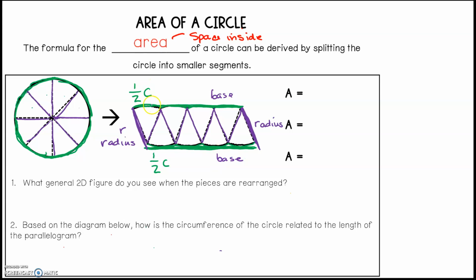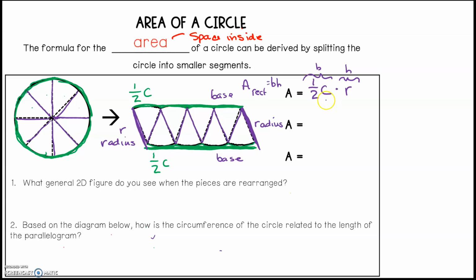Okay. And so as I start to fill in the area, the area of a rectangle is base times the height. So I have the base, and the base is 1/2 of the circumference of the circle. That's what we said. It's the distance that is half the circle. And then our height would be the radius. So we would do base times the height of that parallelogram.